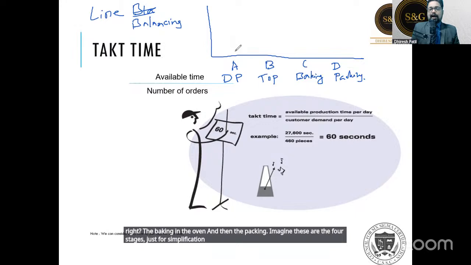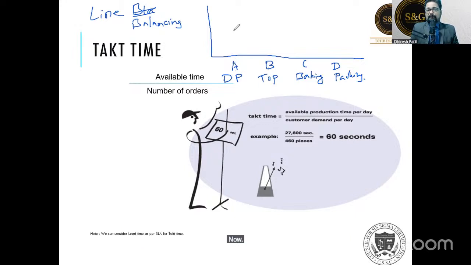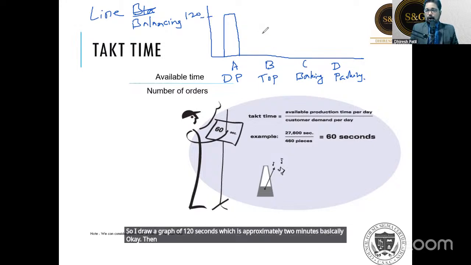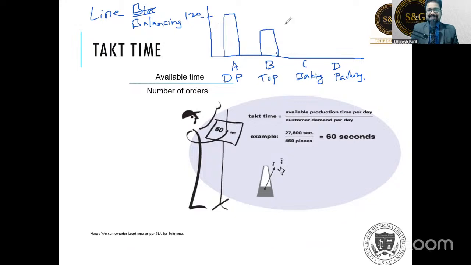Now, the dough preparation requires 120 seconds. So I draw a graph of 120 seconds, which is approximately 2 minutes. Then putting the toppings requires 80 seconds. So this is 80 seconds. Then baking requires 150 seconds.